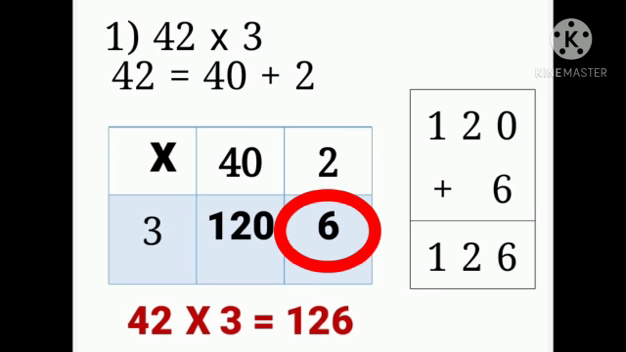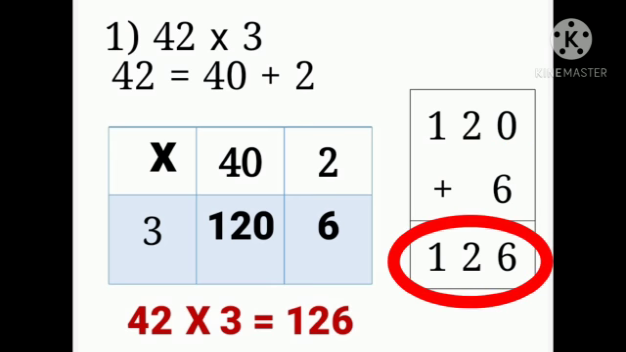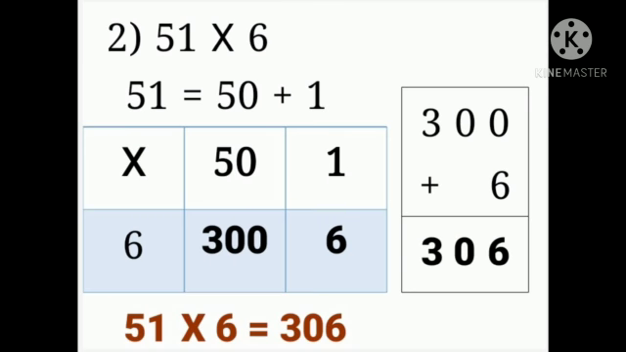Now let's arrange them in addition column. 120 plus 6. So the answer is 126. Therefore, 42 multiplied by 3 is 126. Move on to the next one.